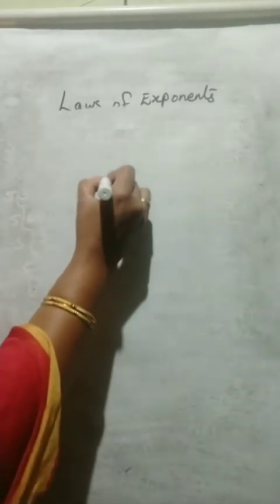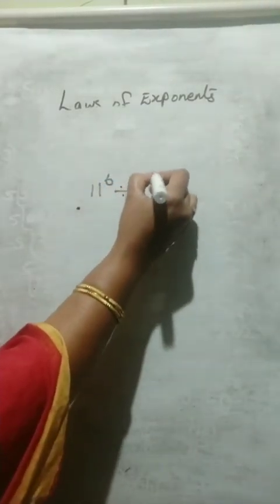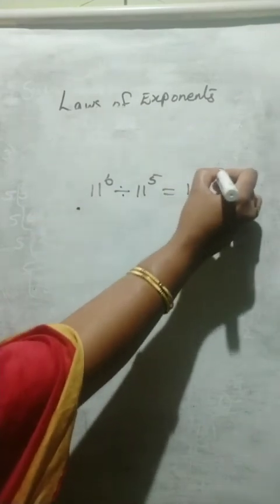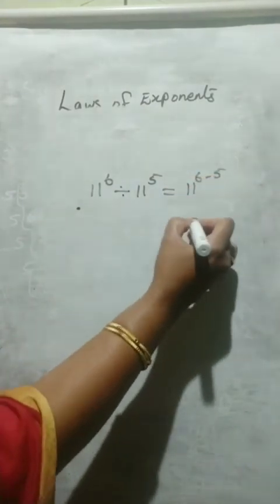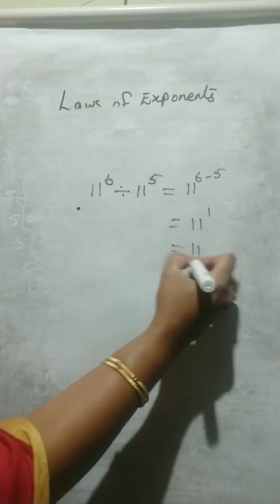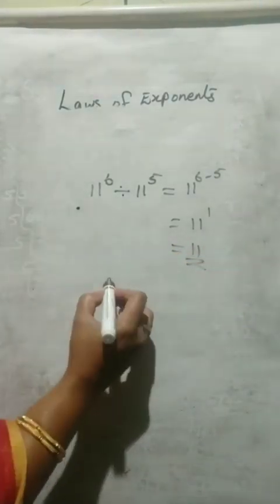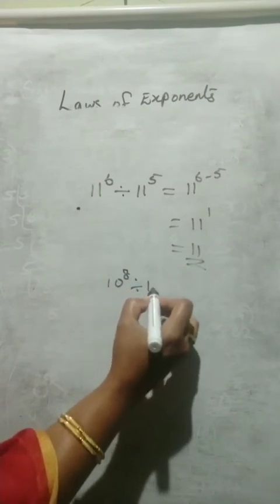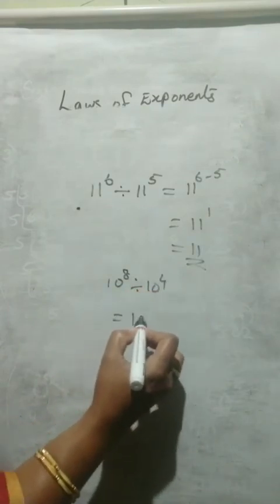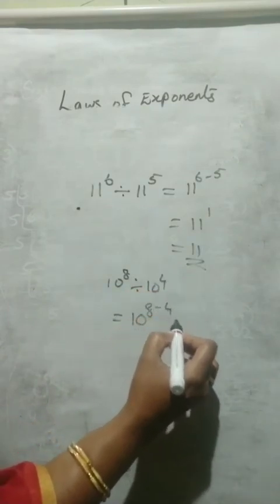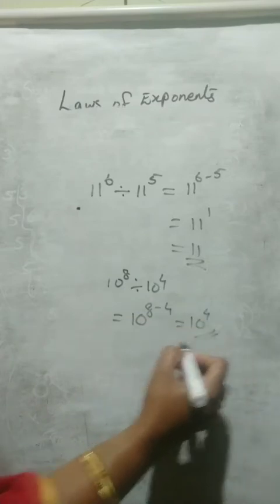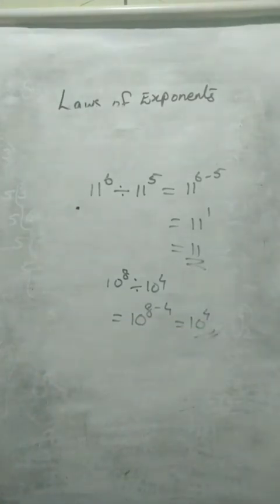11 raised to 6 divided by 11 raised to 5 is equal to 11 raised to 6 minus 5. That is 11 raised to 1. So 11 is the answer. Okay. Then 10 raised to 8 divided by 10 raised to 4. How can we apply? 10 raised to 8 minus 4 is equal to 10 raised to 4 is the answer. Got it?